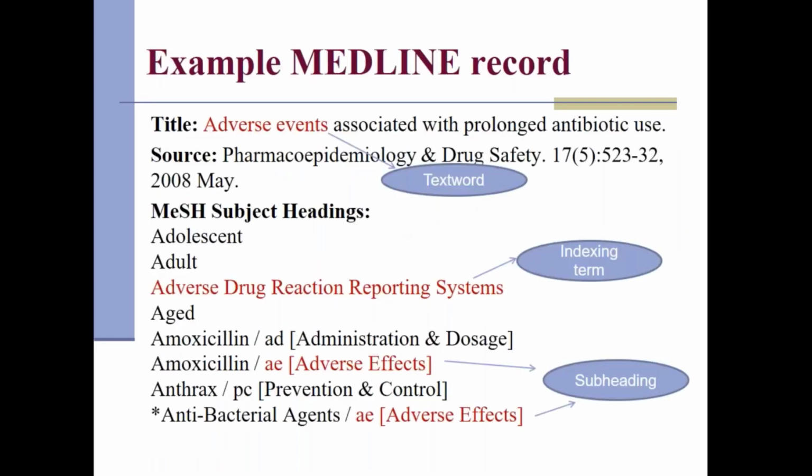So here's an example Medline record. We have adverse events as a text word in the title. You could also find this record by searching for the index term adverse drug reaction reporting systems. And another way to find this record is by searching the subheading adverse effects, which actually occurs numerous times within the whole record.